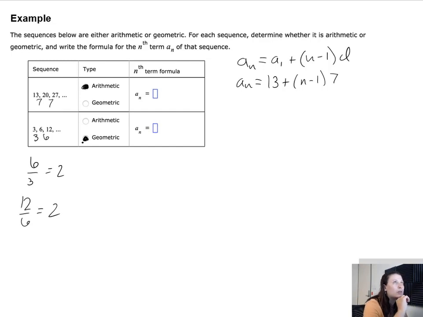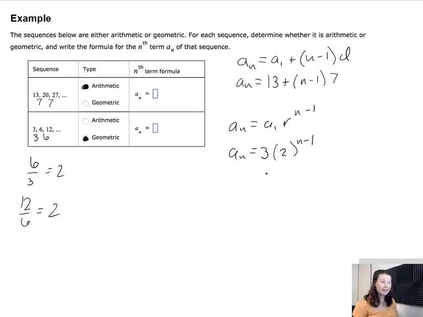So now remember the formula for geometric. That's a_n is equal to a_1 times r to the n minus 1, right? So a_n is equal to, a_1 is 3, r, we've just figured out was 2, to the n minus 1. And there's your formulas. And that is the end of the lecture for section 10.3.